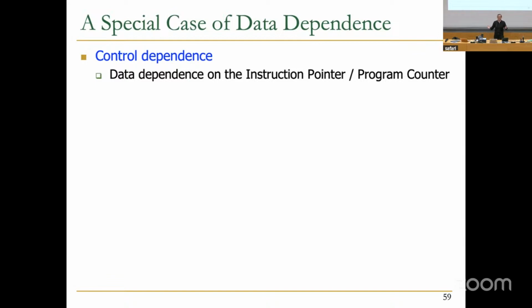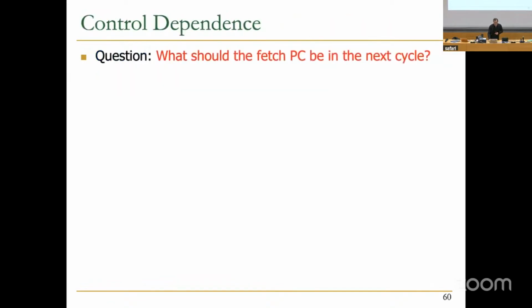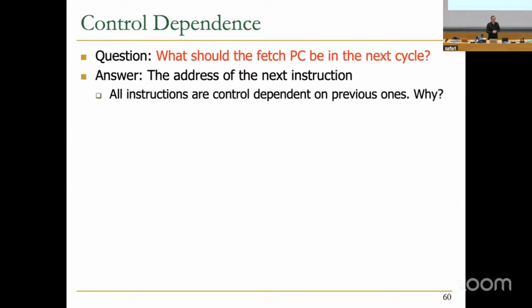There's an elephant in the room over here, because control dependence is arguably bigger than everything that we have seen. So what is control dependence? Control dependence is really some dependence on the program counter. It's really data dependence on the instruction pointer or the program counter. Meaning, this is the question in control dependence: what should I fetch in the next cycle? I fetch this instruction, it moves to the decode stage. What should I fetch in the next cycle? Well, you would say the address of the next instruction, right?